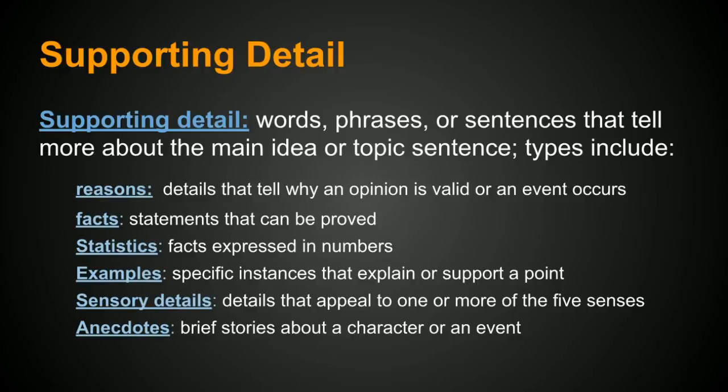Okay. Supporting details can come in various forms. It can be reasons, facts, statistics, examples, sensory details, or anecdotes. Reasons are simply those details that tell why an opinion is valid or an event occurs. Facts are statements that can be proved. Statistics are facts expressed in numbers. Examples are specific instances that explain or support a point. Sensory details are those details that can appeal to one or more of the 5 senses, so like touch, feel, smell, or what you hear. Anecdotes are brief stories about a character or event, and sometimes they will use these little brief stories to make something about that main idea more clear.